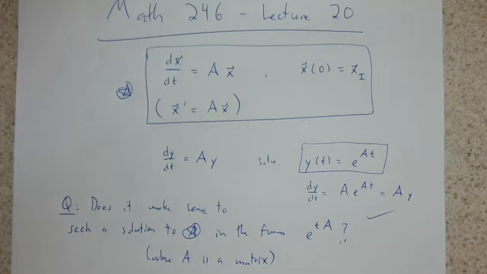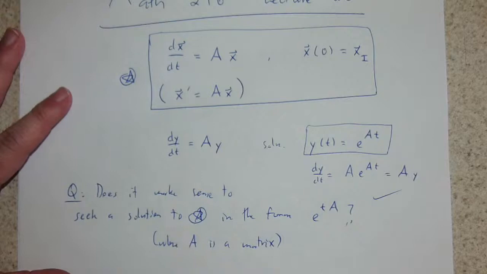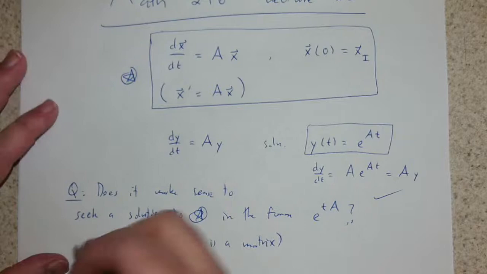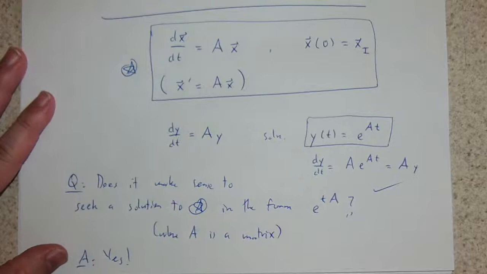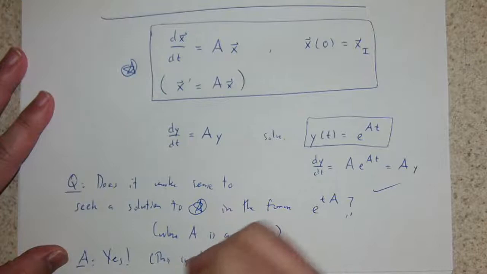I've rewritten it in this particular way just to match the notation of the notes, but in the spirit of this is the same as this. I just wrote it like this. So the question is, does it make sense to seek a solution to this thing that has this form, where A is some matrix? And the answer is yes. This is known as a matrix exponential.